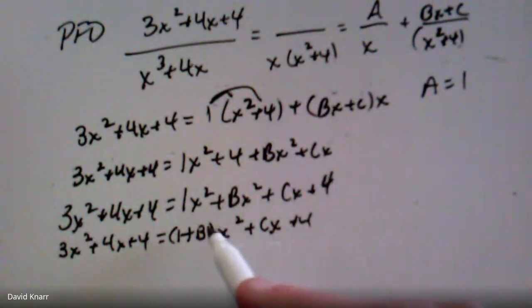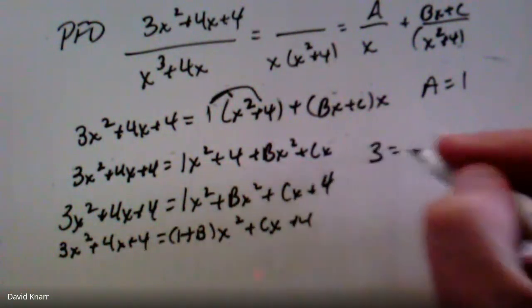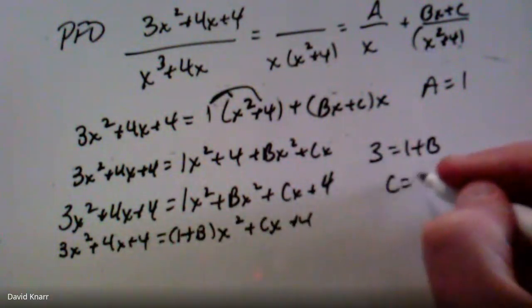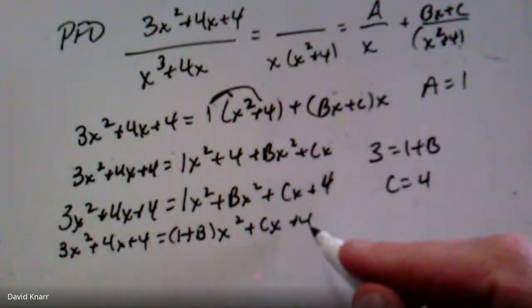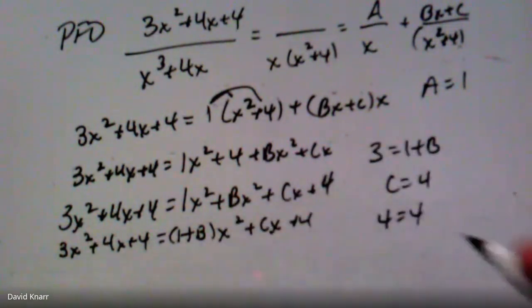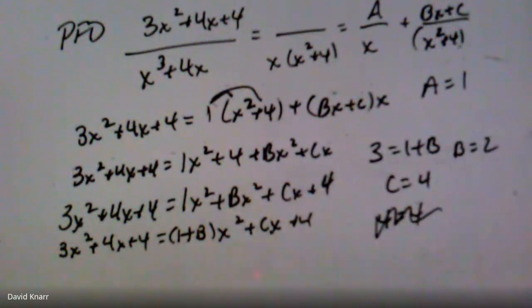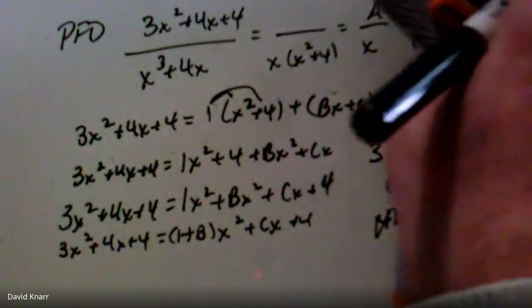And now I can equate the coefficients. I know 3 is equal to 1 plus B. I know C is equal to 4. And the last equation is just 4 equals 4, which just means that you found A correctly when you did it with the other method. So this doesn't do anything for you. But this gets you C, and subtract 1 on both sides and you get B. Those are the same three numbers we had a moment ago. It's another way to do it, using this hybrid method.